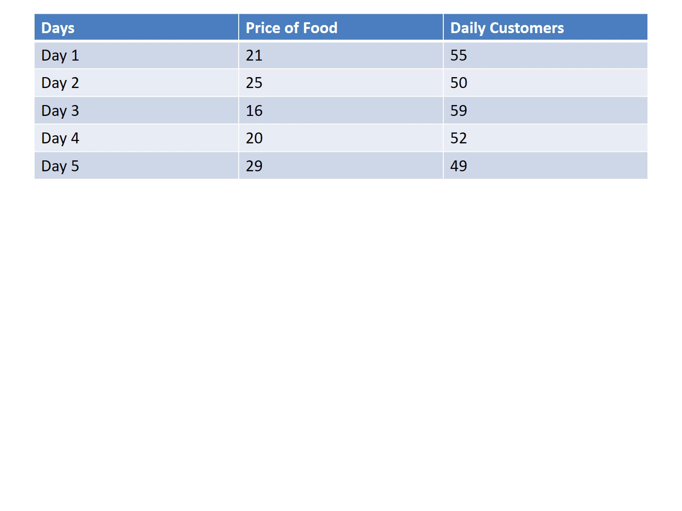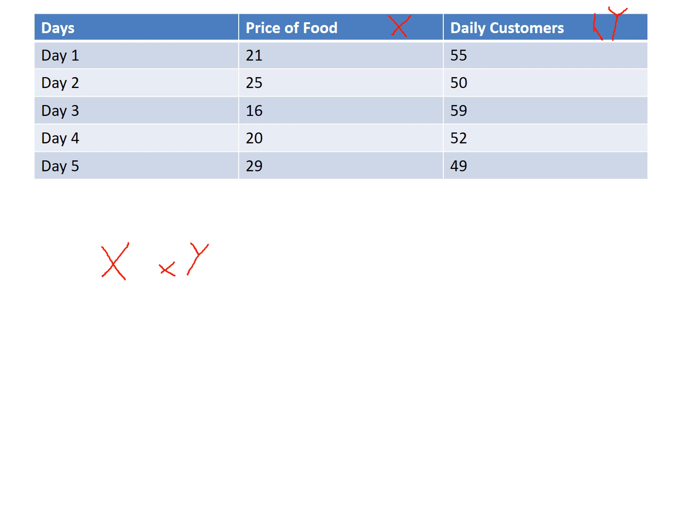So here we've got x and y variables. The x variable is going to be the price of food, and the y variable is going to be daily customers. So you've got the price of food and you've got daily customers. So we're just going to put this into a table first. So don't be scared of the calculation. Let's just work out x and y. All we're going to do is x times y.